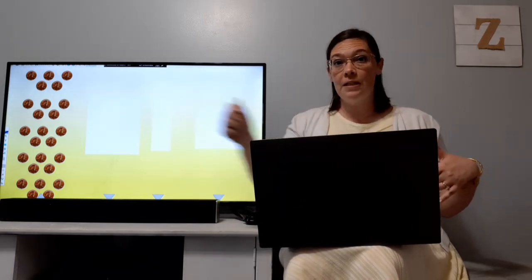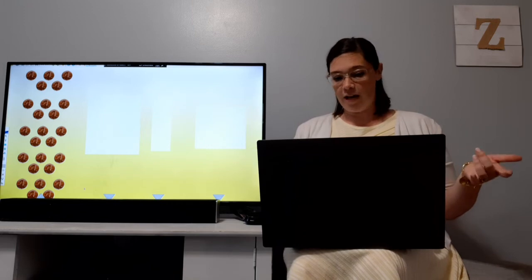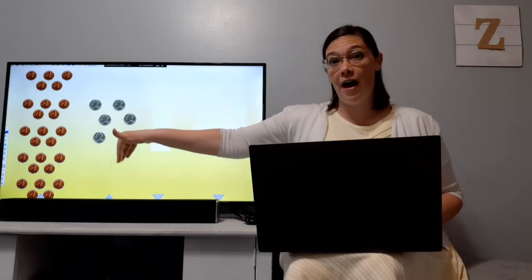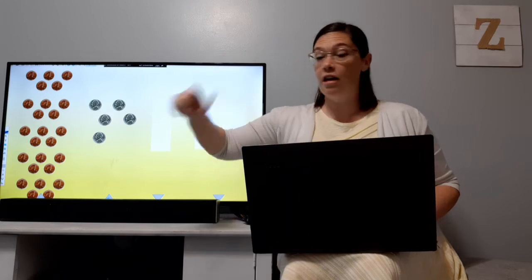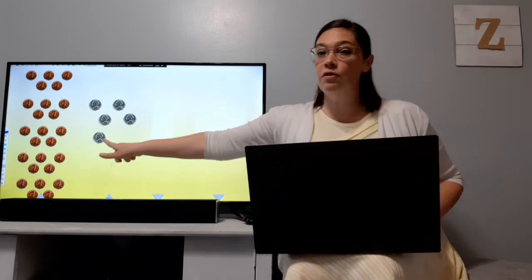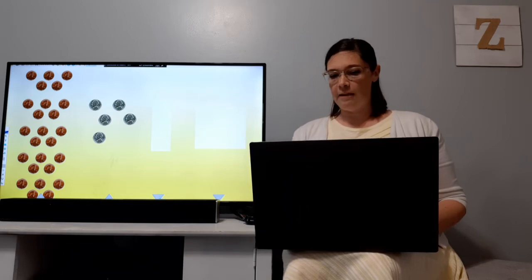Okay, what would be the same as having 5 groups of 5 pennies? Well, let's take a look here. What about having 5 nickels? Wouldn't that be the same as 5 groups of 5 pennies? Because each nickel is the same as 5 pennies. So let's count the nickels. 5, 10, 15, 20, 25. 25 pennies, 25 nickels. Let's look at our next group of coins.